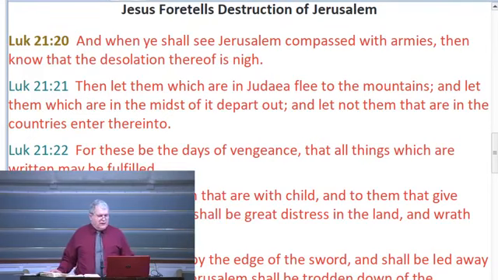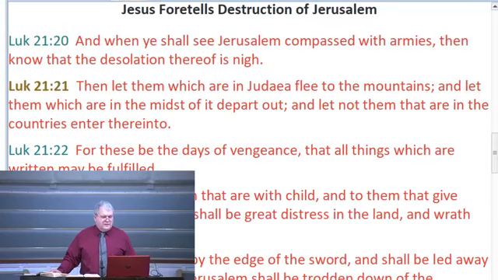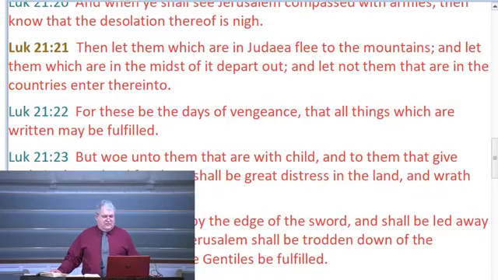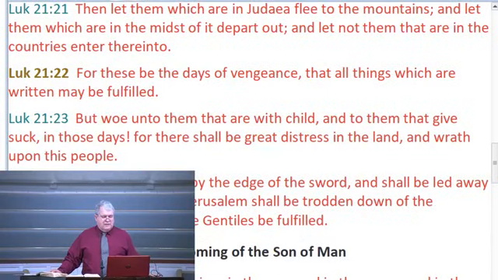When you see Jerusalem compassed with armies, then know the desolation thereof is nigh. And they probably took this as instruction for them in 70 AD. Let them which are in Judea flee to the mountains, and let them which are in the midst of it depart out, and let not them that are in the countries enter there. And these be the days of vengeance, that all things which are written may be fulfilled.